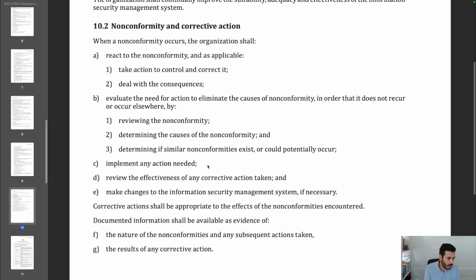So once we determine what the actions are, then we're going to let a few months pass and check once again if we've ever been a victim, first of all, of an actual phishing attack, or if someone has actually fallen for our test of a phishing attack. Okay? So then we're going to make changes to the information security management system if necessary.